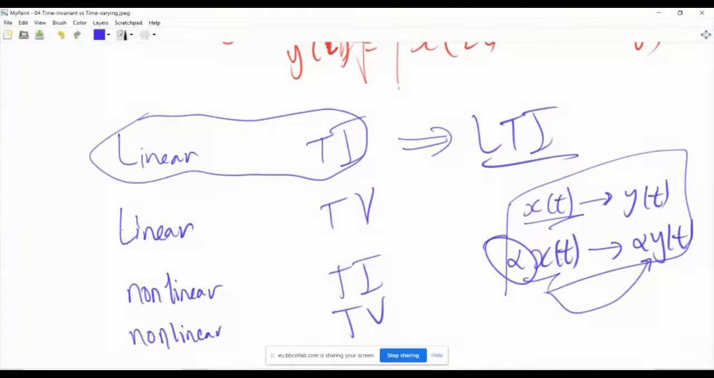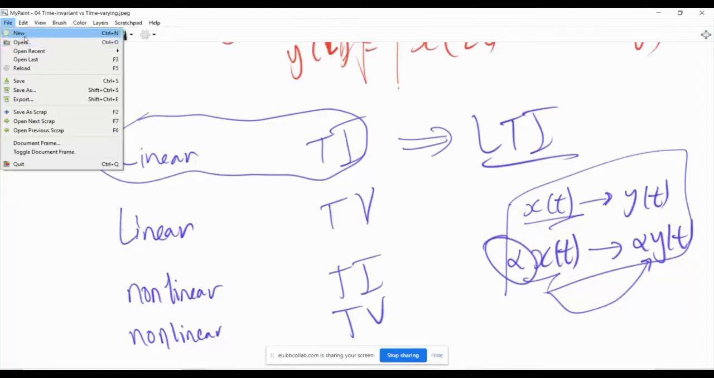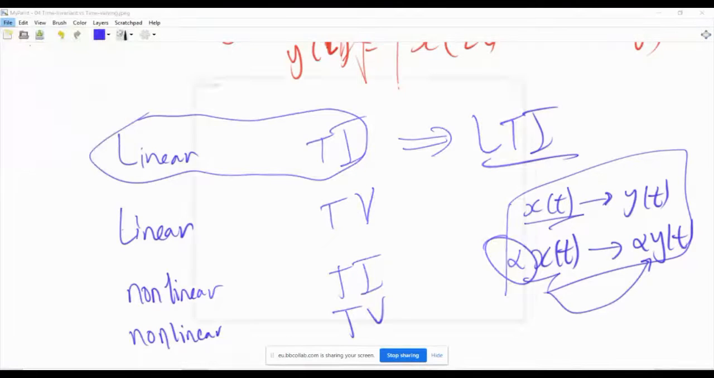For other types of systems, things are not that straightforward. Okay, so let's see why LTI systems are really good in terms of mathematical tractability.